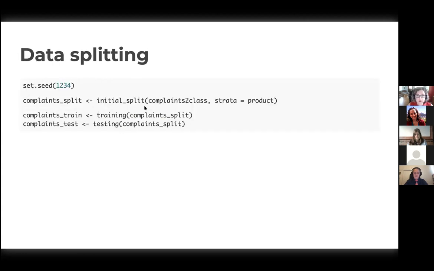In the initial split, we set strata equals product, and that conducts stratified sampling. Remember, product is our class, credit versus not variable. When you say strata equals product, what we're saying is I want to make sure that my test and my train have equal proportions of our outcome variable. This is the thing we're going to predict. That is what the strata argument does.